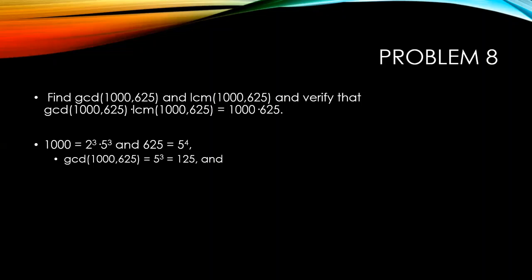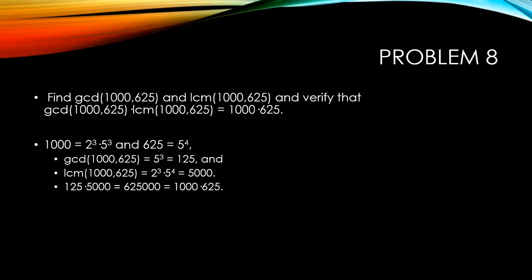And for the LCM, again, get the highest exponents, which are 2 cubed and 5 raised to 4. The result is 5000. Okay, and then multiply these two. Is it equivalent to 1000 times 625? Yes. They yield the same product, 625,000. So therefore, this theorem, if you still remember, is correct.